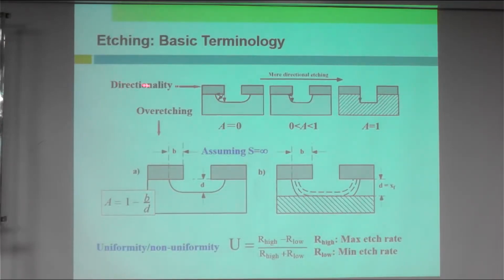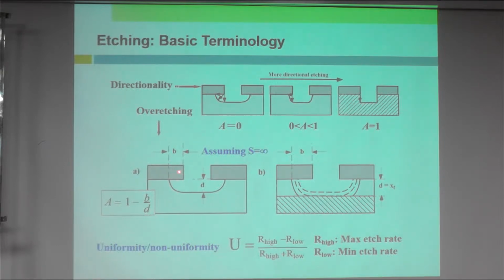So directionality. As explained before, if it's isotropic, then you have the attack on the side of the material, which forms a non-straight structure. If it's more directional, for example using dry etching, or etching with a certain control process, you have a kind of directional removal. If A equals 1, then you can have a straight pattern, with no undercut.